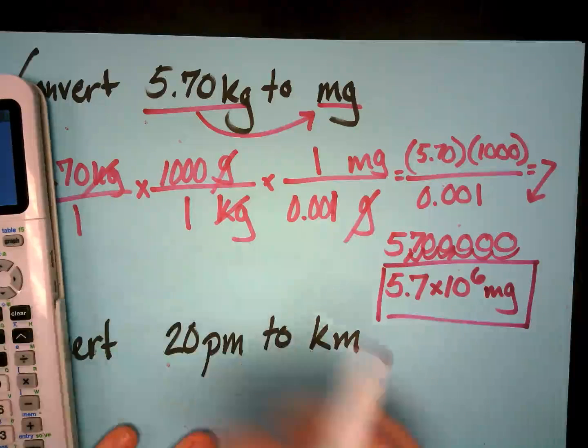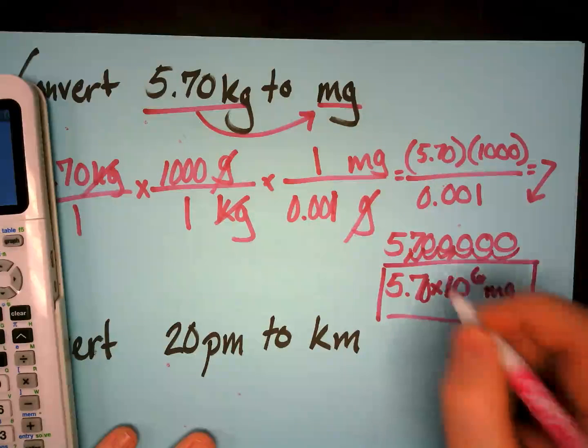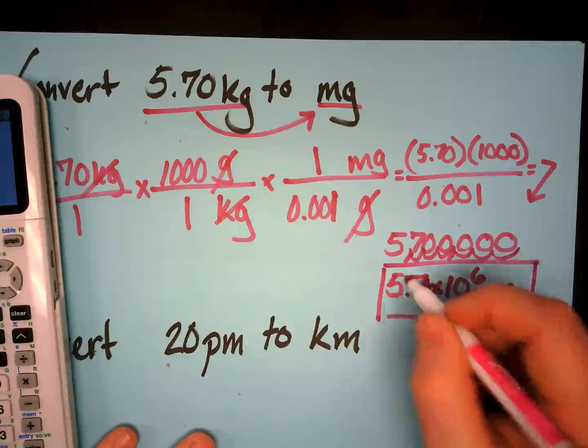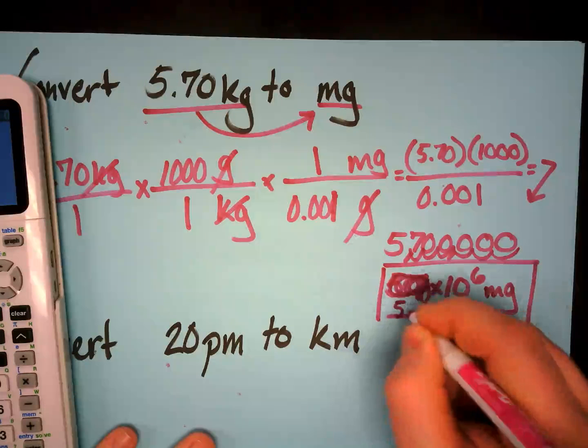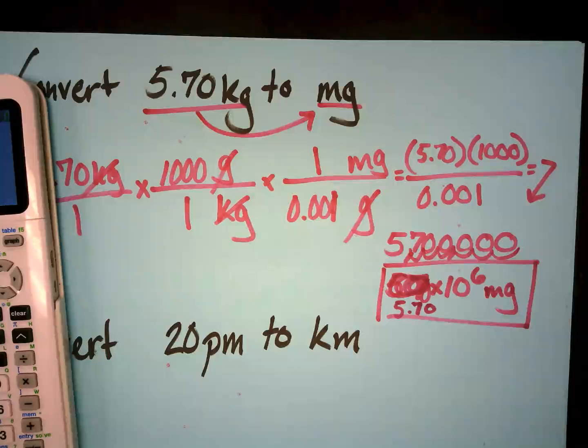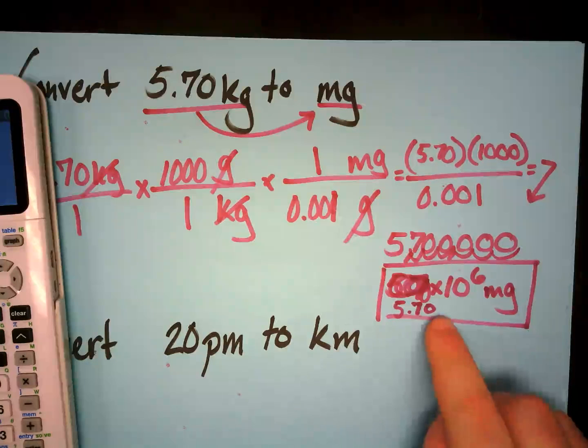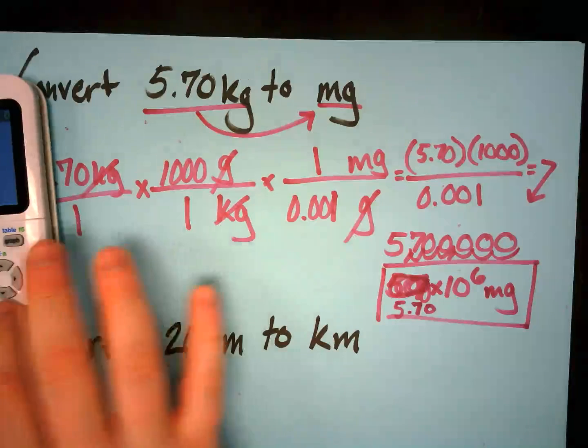Okay. Oop, 570. Got to keep those sig figs. So here, to rewrite that, 5.70 times 10 to the 6th power. Yeah, because that 0 is a sig fig, so we got to keep that.